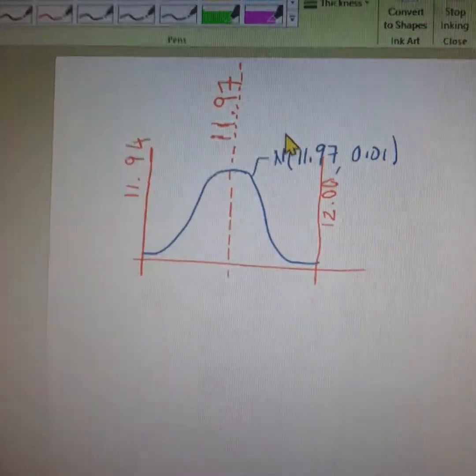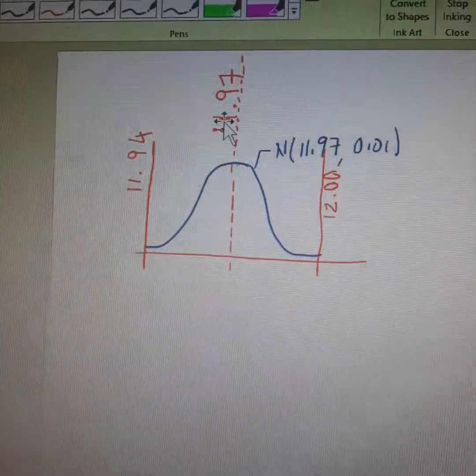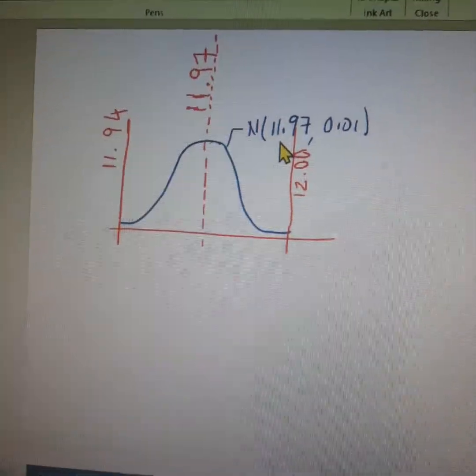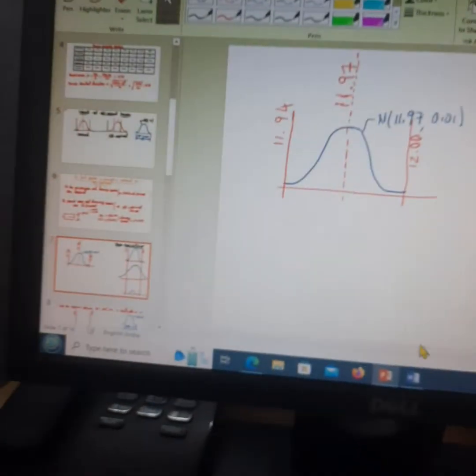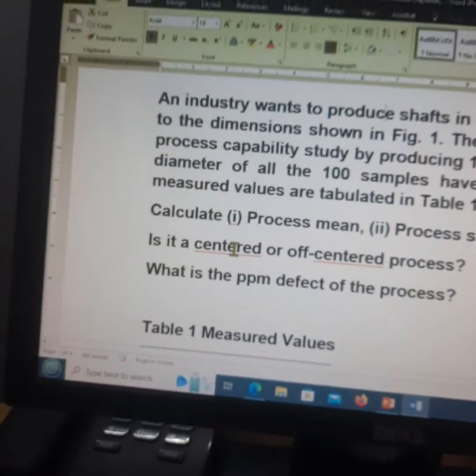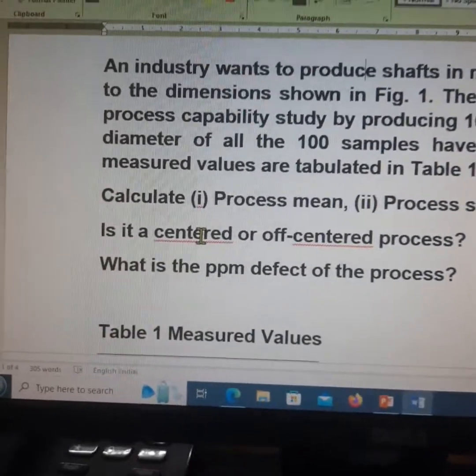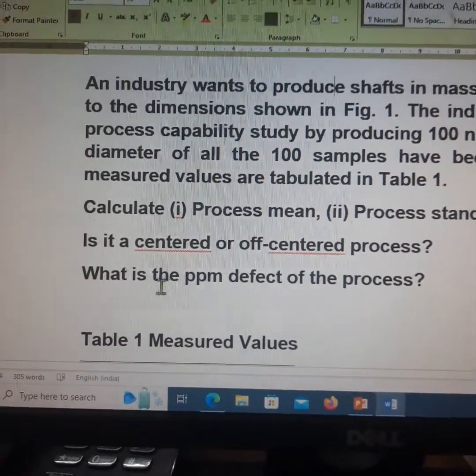If both are different, say the drawing mean is 11.97 and the process mean is not 11.97, then it is off center. So we got the answer to the second question, whether the process is centered or off center. The process is centered. Okay, we got that. What is the next one?